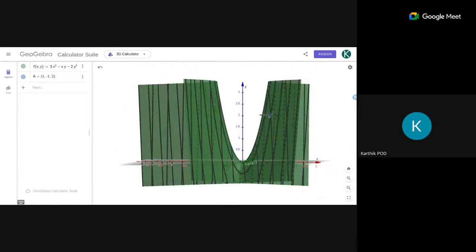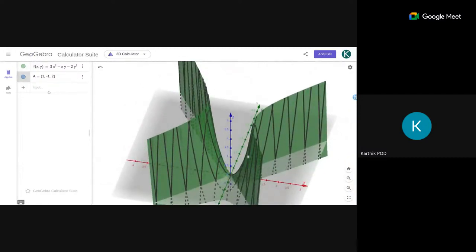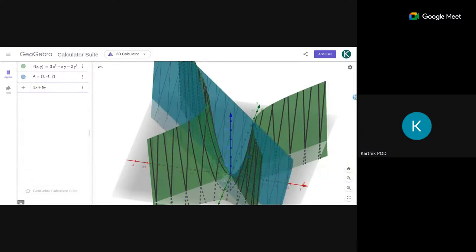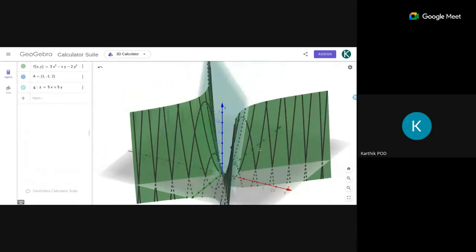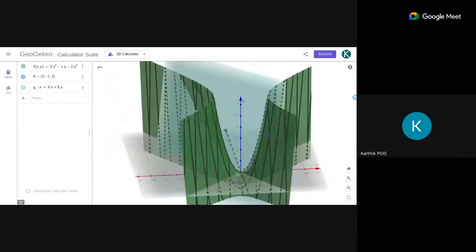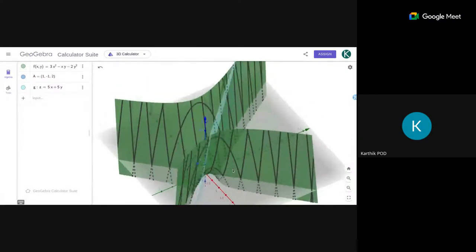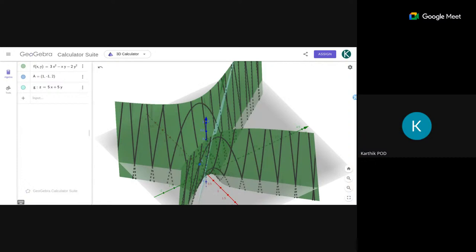So that point is here. Can you all see that? Now the tangent was what? 5x plus 5y equal to z. That's what we got. I think we made some mistake in the tangent computation. Is it not coming? This is activity question 2, activity 10.3. Can someone tell me what the answer is?